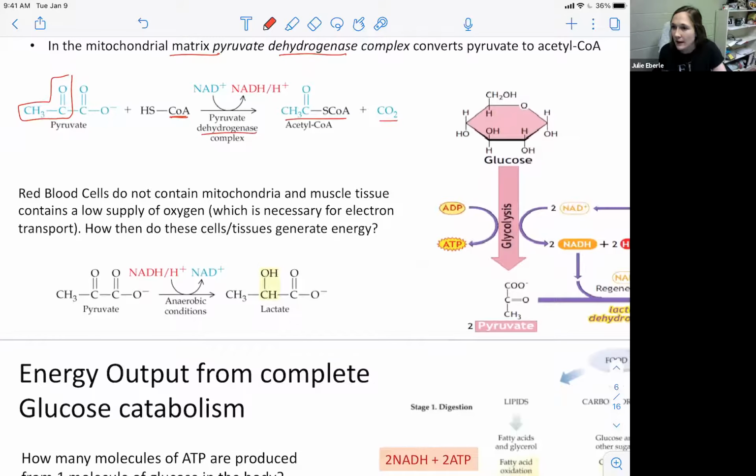So how do we generate energy for our muscle tissue? And how do we generate energy for our red blood cells? These are cells and they need energy. How do we do that if we don't have oxygen and we can't run electron transport?